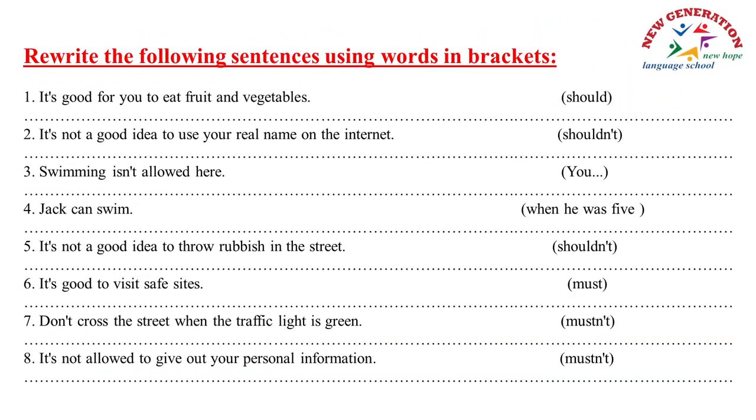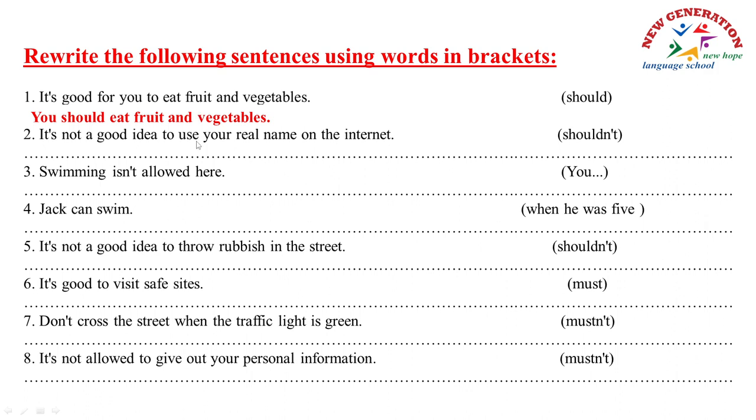Now, let's practice. It's good for you to eat fruit and vegetables. Now I'm asking you to use should. Now search for the main verb. What is going to happen? The verb here is eat. Now directly give the advice. Use you and should to show the advice, then the rest of the sentence. You should eat fruit and vegetables.